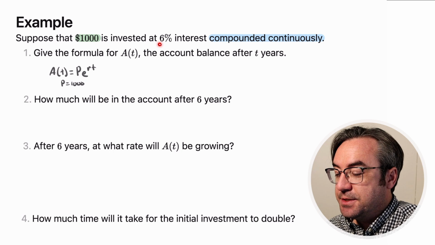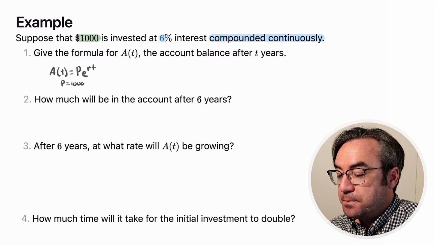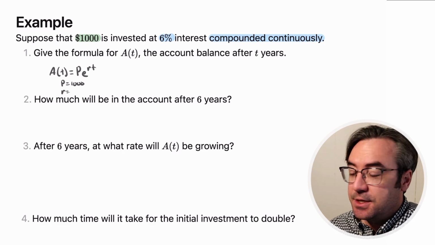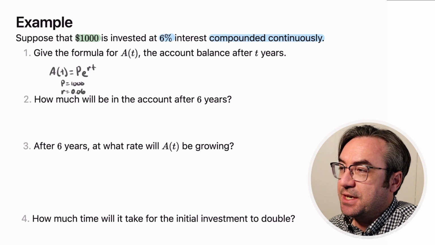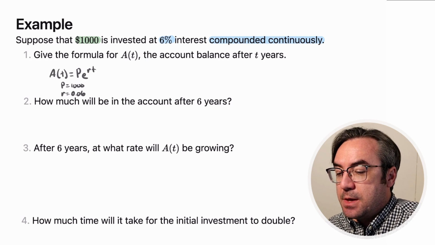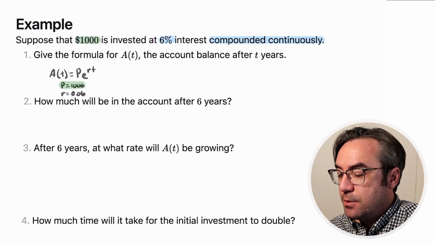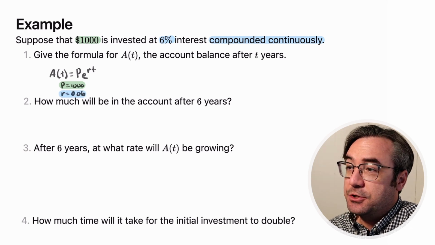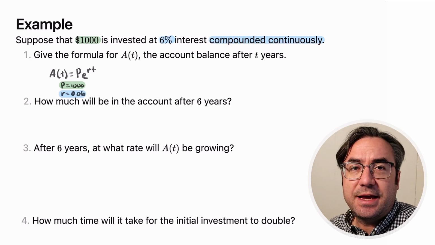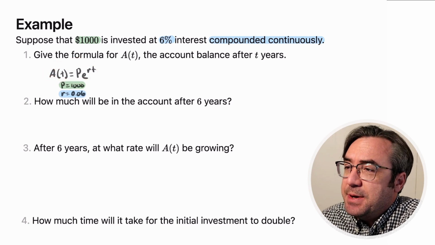And our interest rate is 6%. So our r value in this case, we're not going to use the 6%. We're going to use 0.06. So we're going to use that as a decimal. All right. So again, we're told our principal, our starting investment. We have our interest rate, which doesn't change. And we also know we're dealing with a continuously compounded interest model. So we're using essentially this exponential growth function.